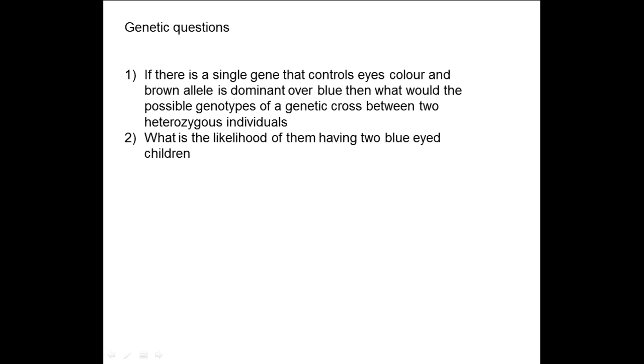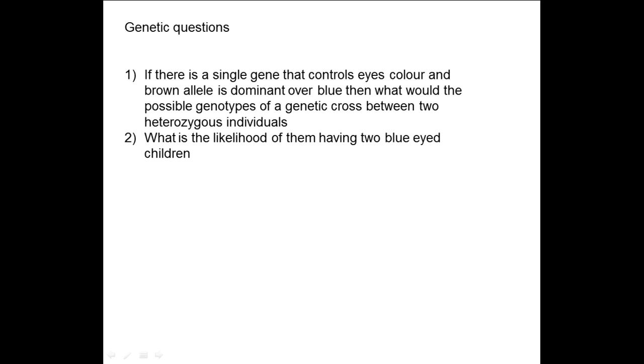Now, there's a couple of things that you need to establish here. This would be perhaps a typical GCSE question, and they're saying that there's only two possible alleles, blue or brown. In reality, there's many more, but for the purposes of this, we'll stick with two.